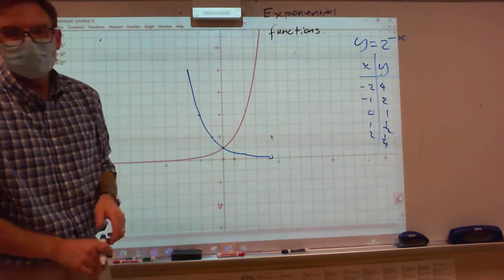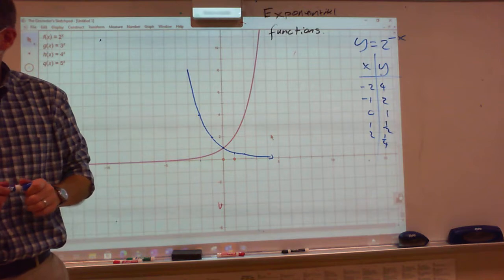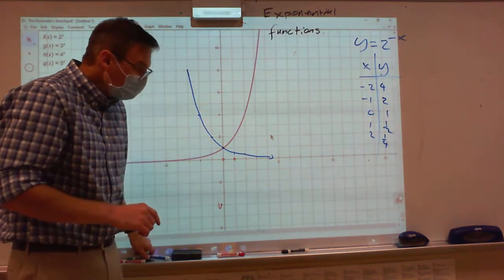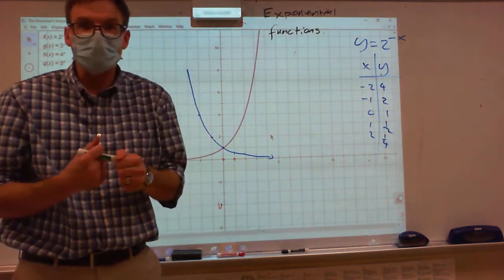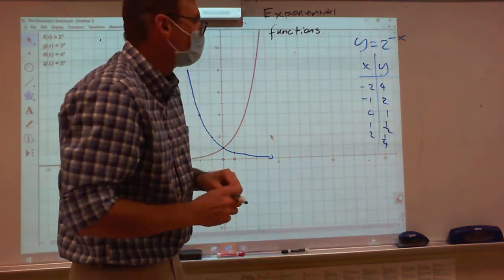Now, the reason I plotted those points wasn't just to generate this graph. Mostly because I'm crazy, right? Because what sane person would ever teach, right? No one would ever do that.